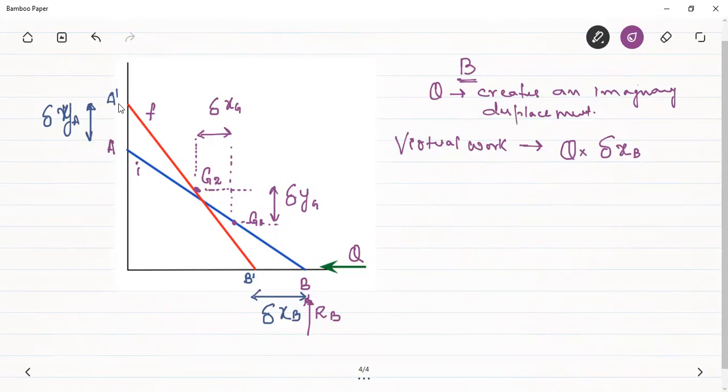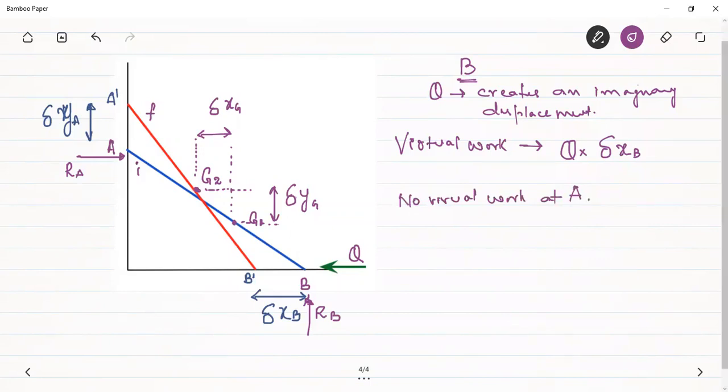Will there be any virtual work at A? See, if I'm drawing the free body diagram here, there will be a reaction, isn't it? Now see, the displacement is from A to A dash. Will there be any work? There won't be any work because the force at A is perpendicular to the displacement. So no virtual work at A. No virtual work at A. We are seeing the virtual works where the forces are acting.